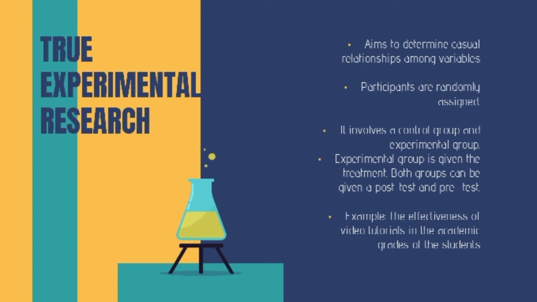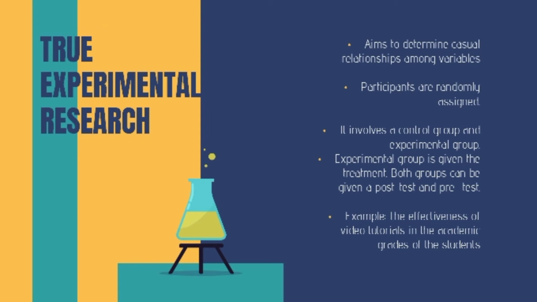Also, it involves two groups, which is the control group and experimental group. This experimental group is the one being given the treatment. And both groups can be given a post-test and a pre-test. So, to further elaborate, we have this example, the effectiveness of video tutorials in the academic grades of the students.